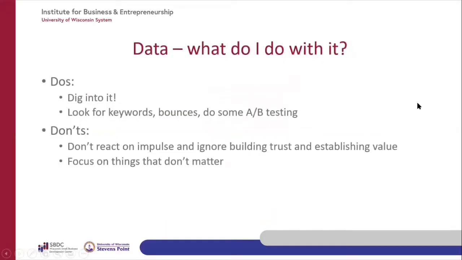So data, we talked about a lot of data, right? All of these things we talked about today have data involved in them. So what do we do with it? Do dig into it. Look for keywords, bounces, do some A/B testing. A/B testing is when you use two different URLs with two different marketing campaigns and see what works best for you. Really figure out how to use that data to the best of your ability.